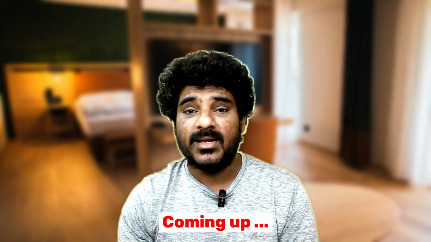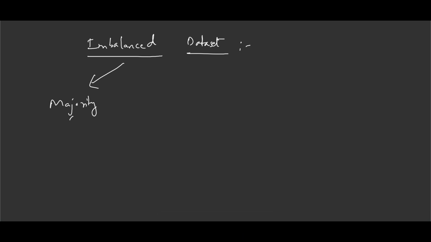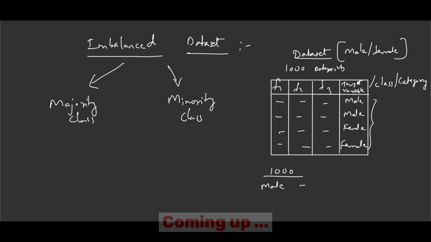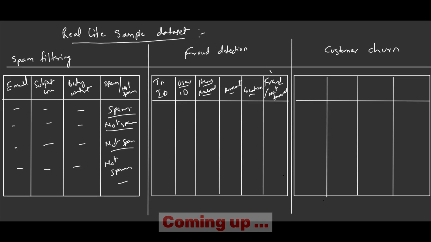Very important topic, imbalanced dataset. So this imbalanced dataset typically has something called a majority class, male category as 500 and female. So if I provide the same data set without handling this imbalance to my model building or model training, this is the target label where you say whether it is fraud or not fraud.